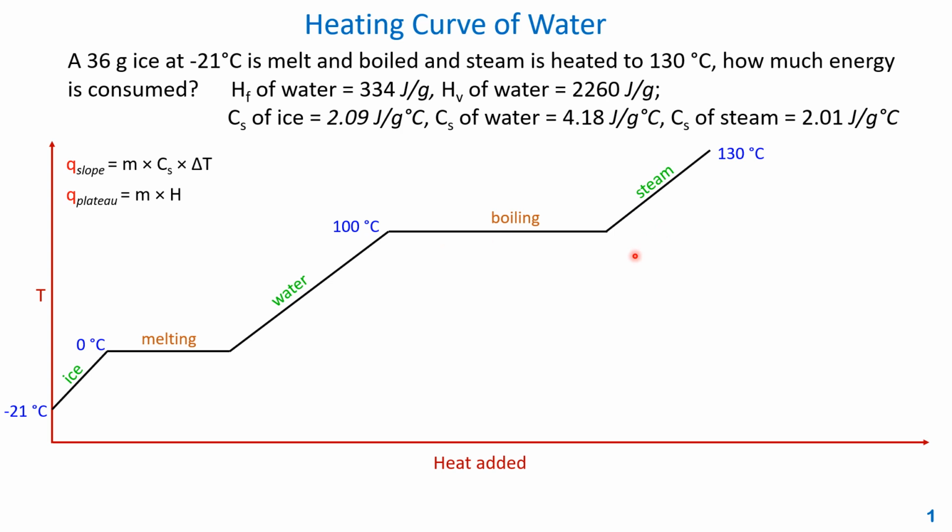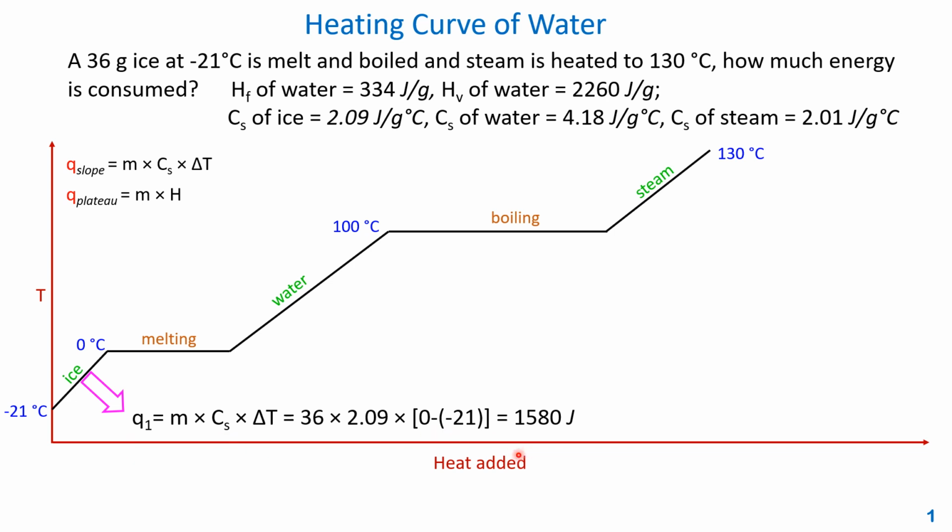Okay, so we have 5 steps here: first, second, third, fourth, fifth. We need to calculate each step's heat consumed. So first, let's look at this step. This step is the diagonal, the slope, so it's the mass times the specific heat of ice. We have that available, and delta T. Delta T is the final 0 minus the initial negative 21. That's the delta T. So now you can calculate this first step.